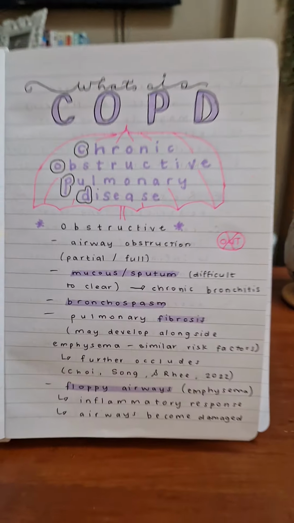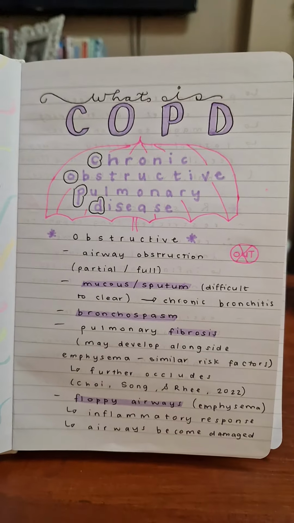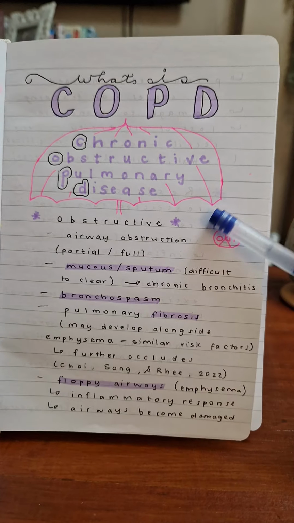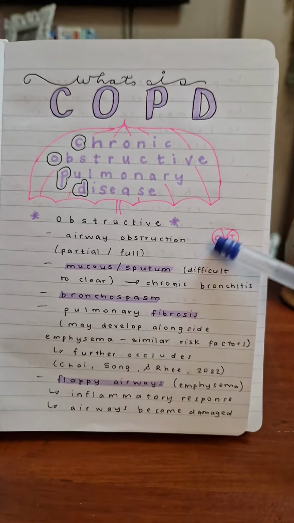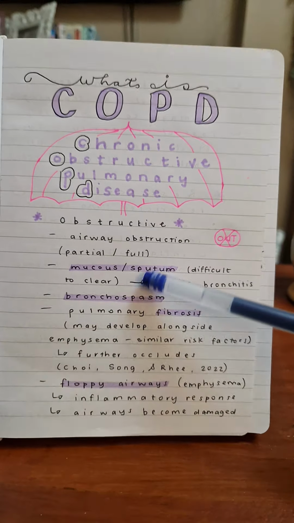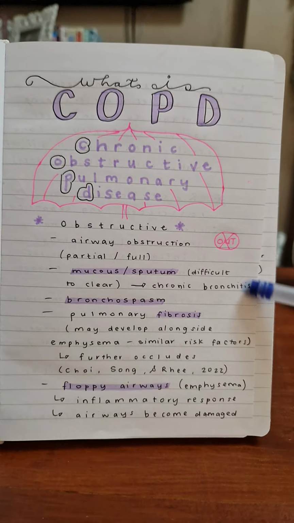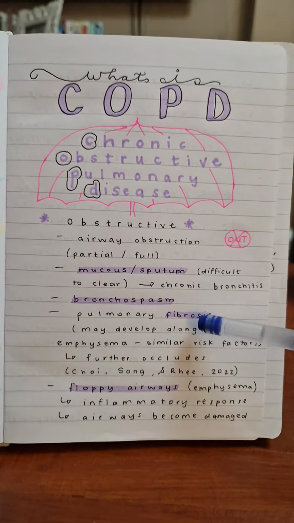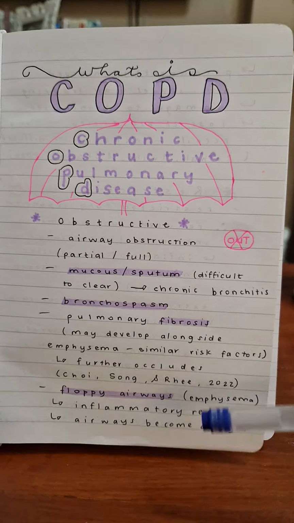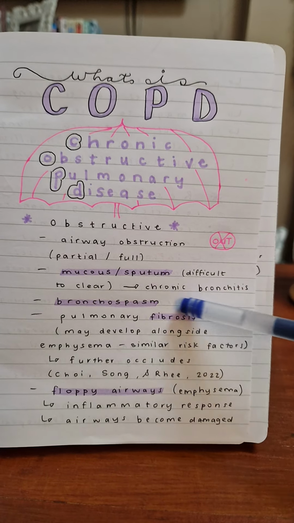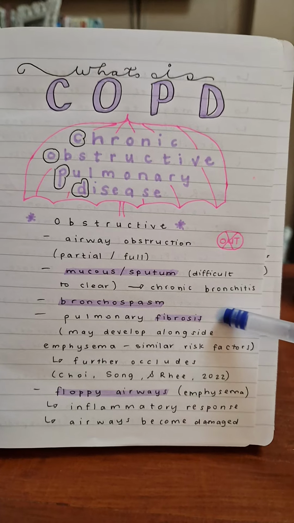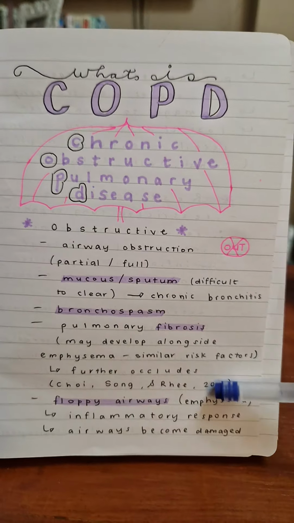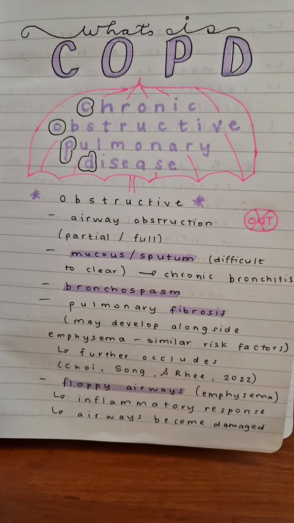Let's do a little summary of obstructive versus restrictive lung diseases. Obstructive lung disease is when the airways become partially or fully blocked by something. That something could be mucus, such as in chronic bronchitis, or it could be that the airway is spasming, so closing off a portion or all of the airway. Could also be down to fibrosis or scarring of the lung tissue, which may develop alongside emphysema. And this will then further close off the airway.